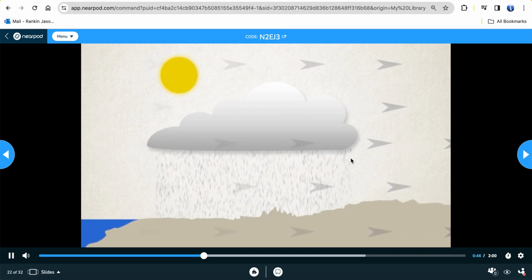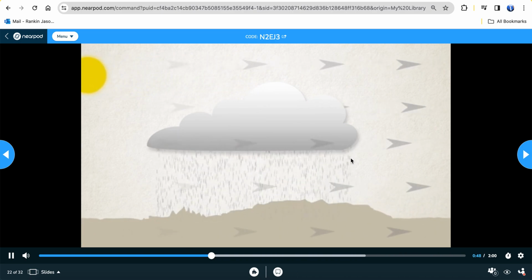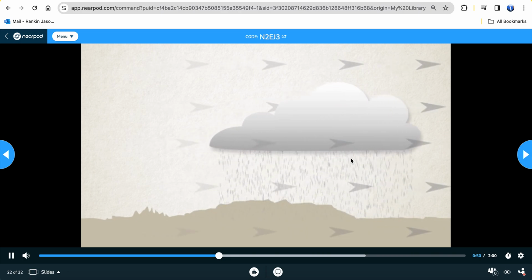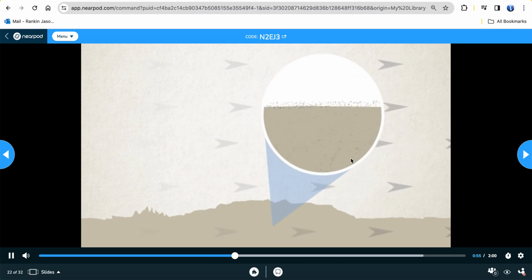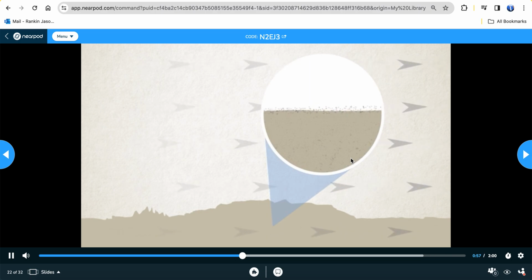The moving water and air interact with Earth's surface, the rocks, causing weathering. Here are some examples of how this can happen. Wind can blow small rock particles over landforms, slowly wearing down the rock.